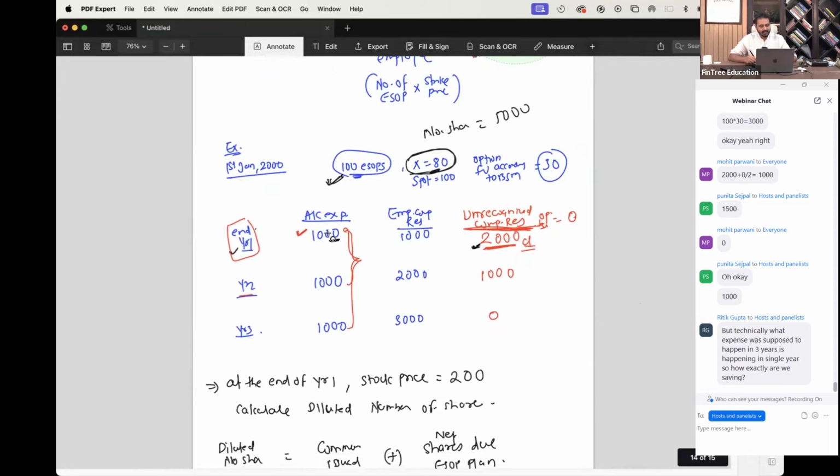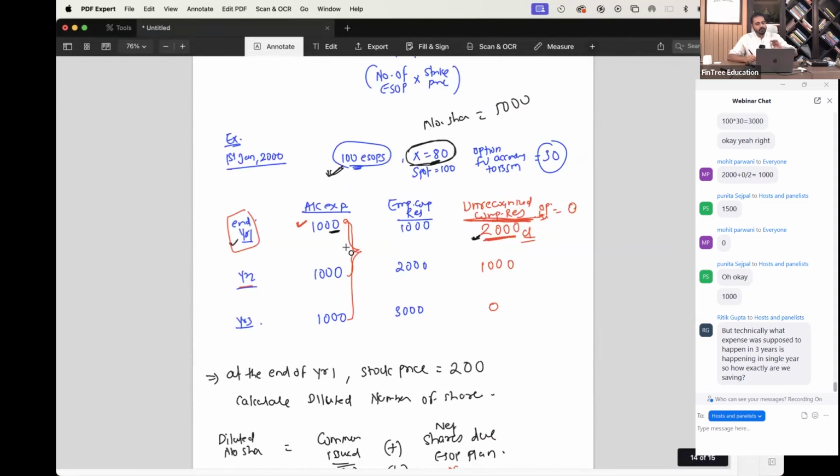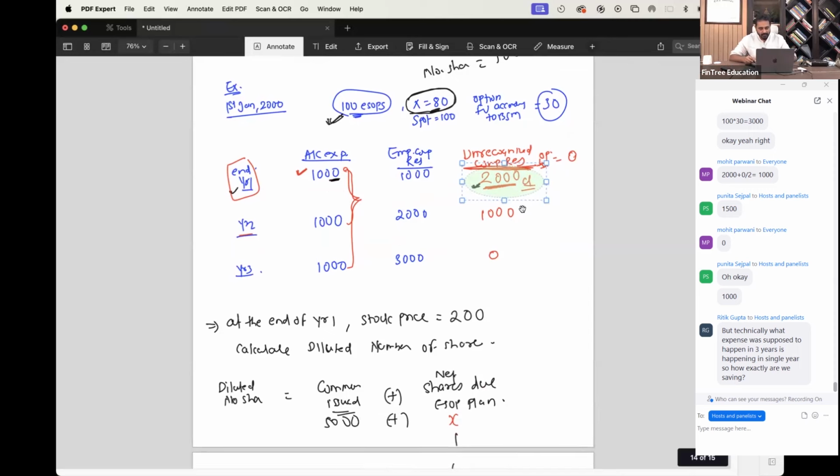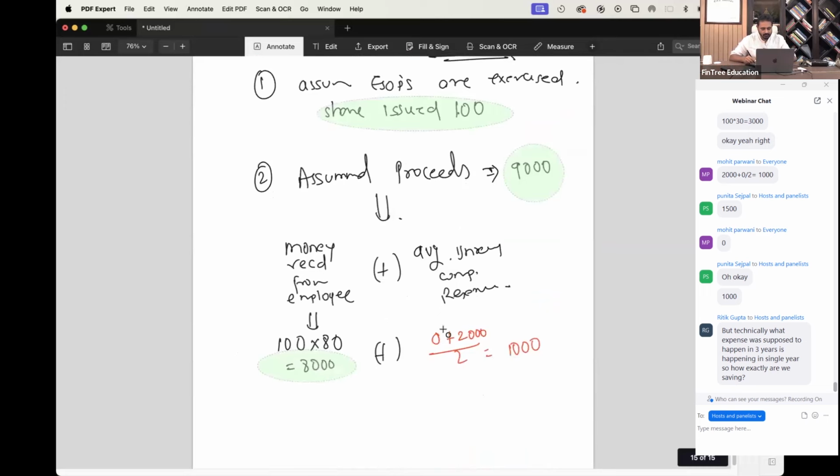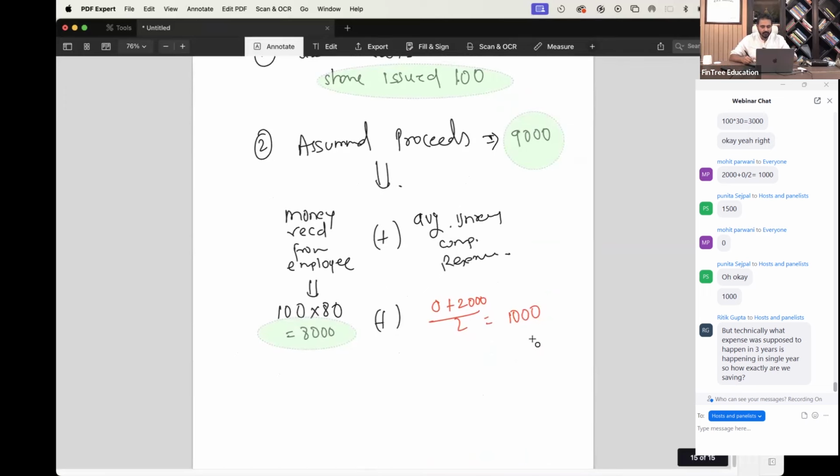The logic is that if I'm truly assuming the ESOPs are exercised, then I should also assume that in the future I'm not going to show an expense for their exercise today. So the expense that I'm going to show in the future, which in this instance is 2,000, I should also use that amount to buy back the shares today. Therefore I should buy back with an average of this 1,000 and this 8,000. That's how I get my 9,000.